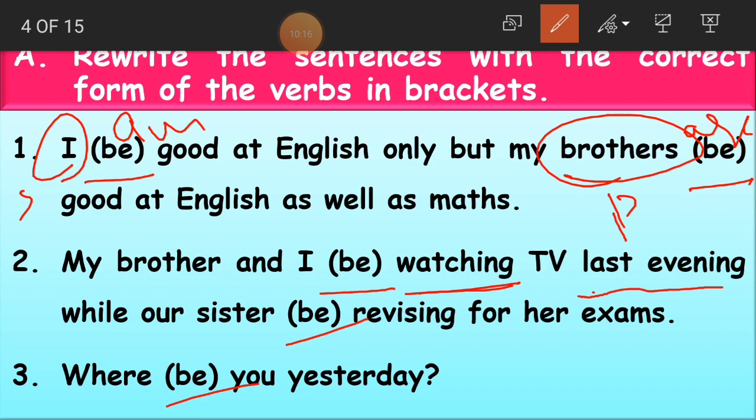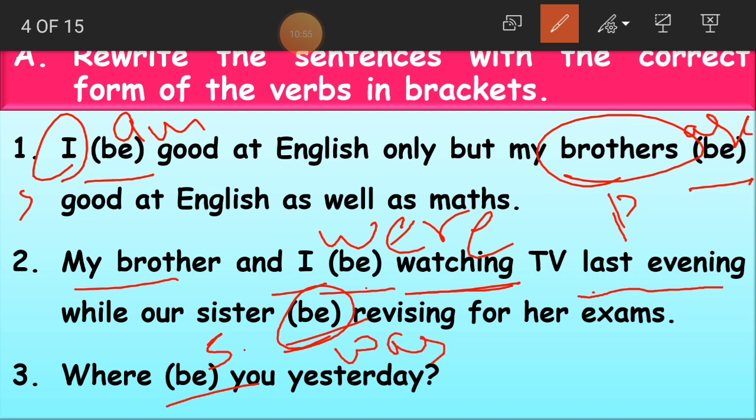And now according to that we have to change the verbs. My brother and I, because it is past tense here, be. So we are talking about two, whom? My brother and I, both of us. So what does this become? Were. Why? Because two persons here. It's in plural form. That is why it is were. Watching TV last evening while our sister, singular form, past tense, was. Was revising for her exams.